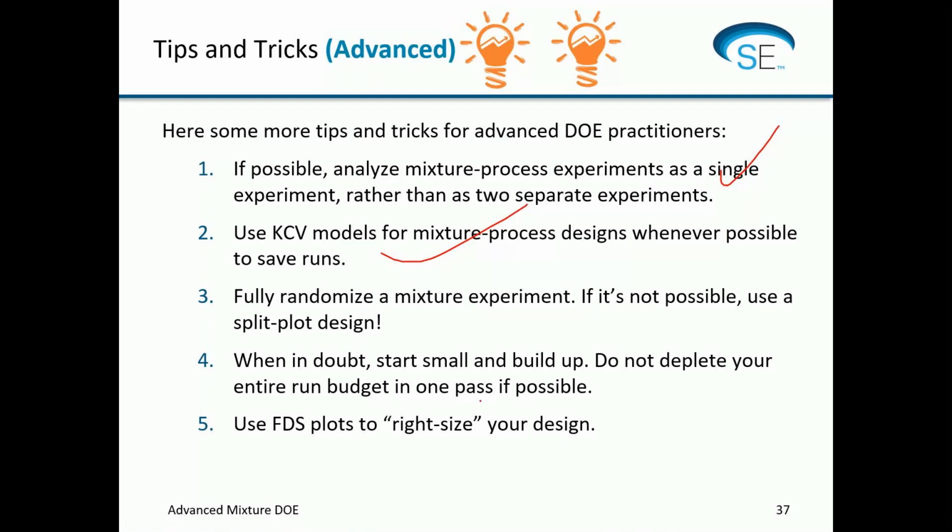Fully randomize a mixture experiment. When you're going from one run to the other, we assume that you're formulating independently and resetting the process factors. Now, if that's not possible, that's fine, but make sure you set it up as a split plot design. When in doubt, start small and build up. Don't deplete your run budget in one pass if possible. And finally, use the FDS plots to right size your design. Power is generally not recommended.